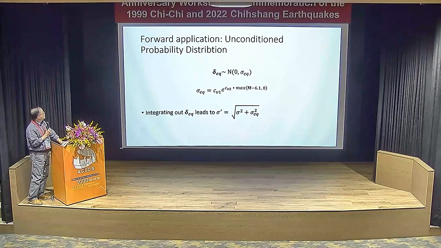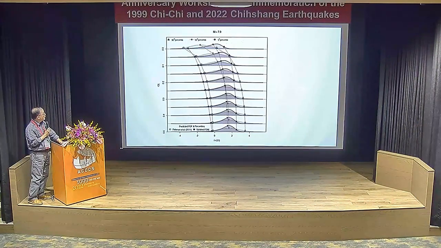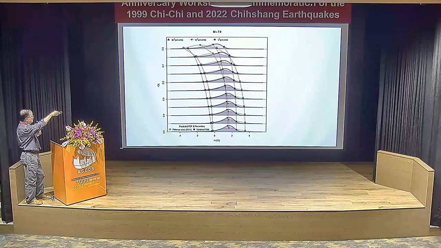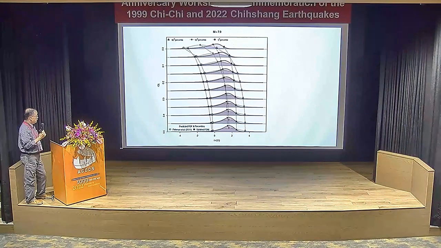Okay, so let me show you some comparison. This is for a magnitude 7.9 earthquake. You can see that for the median, the two models are not as different as we see in the 95th percentile. One thing to note is that at the 95th percentile, the new model actually predicts a much lower number than what Peterson et al. predict.